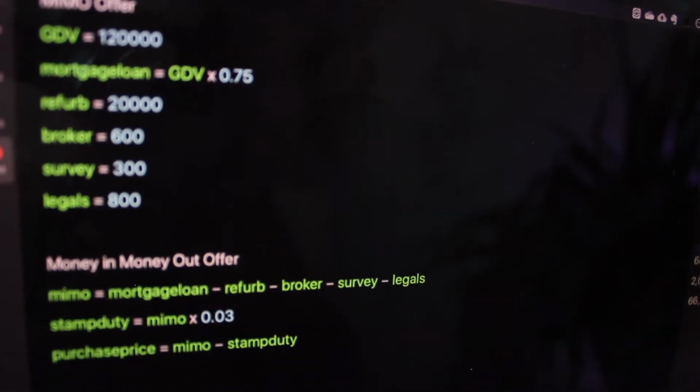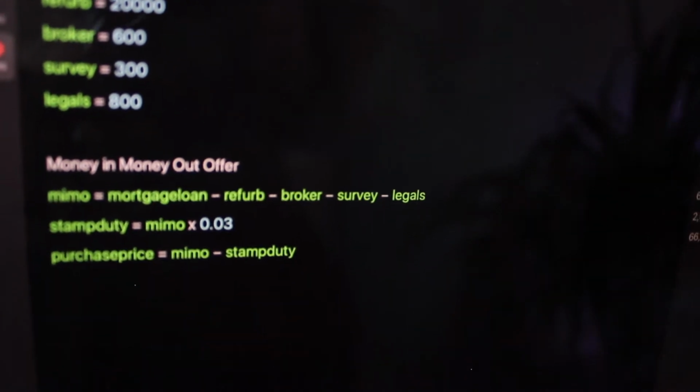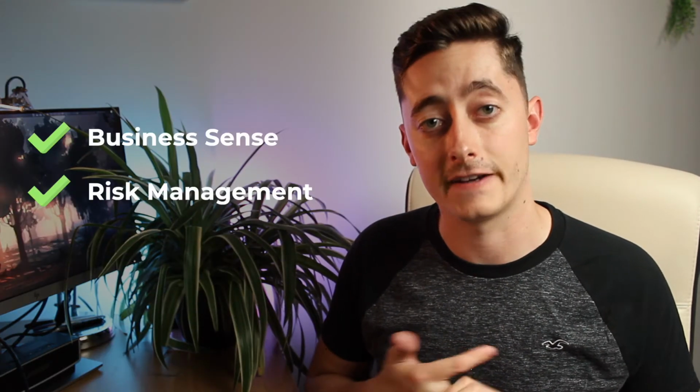There are a few different ways to work out different figures to stack up a deal when it comes to property investing and buy-to-let property in the UK. And if you understand how to work out return on investment and yield, then you are already ahead of 50 or 60% of property investors who shockingly don't run their numbers. By using these calculations, you're showing very good business sense, risk management, and financial understanding.